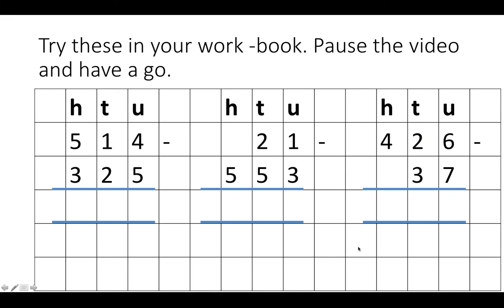Have a go at these in your workbook, pause the video and have a go. And remember, if the top number is smaller, you are going to have to borrow.